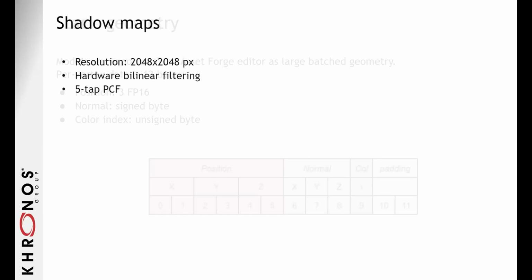To add more depth and detail to the scene, shadow maps are used. These are simple single cascade shadow maps with a resolution of 2000 by 2000 pixels, and for soft edges, the combination of both hardware linear filtering and 5-tap PCF is used. And PCF stands for percentage closer filtering. It is basically just sampling of some nearby pixels and calculating the average color of them.